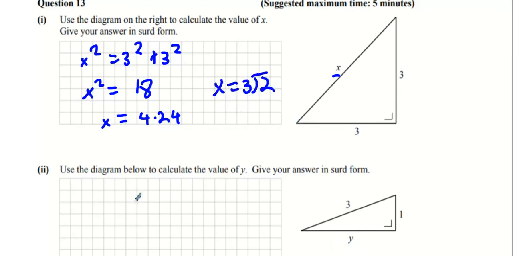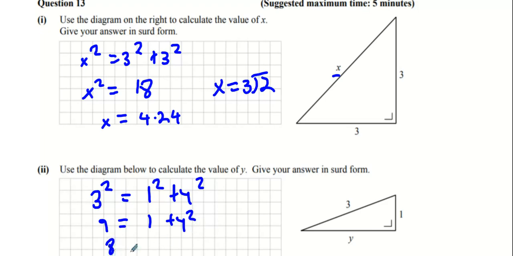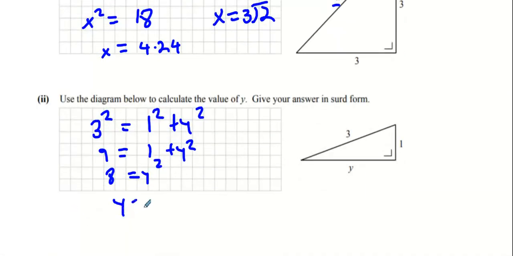Next one. 3 squared equals 1 squared plus y squared. 9 equals 1 plus y squared. 8 equals y squared. Square root of 8, and you get 2 root 2. So it's 3 root 2 and 2 root 2 for x and y.